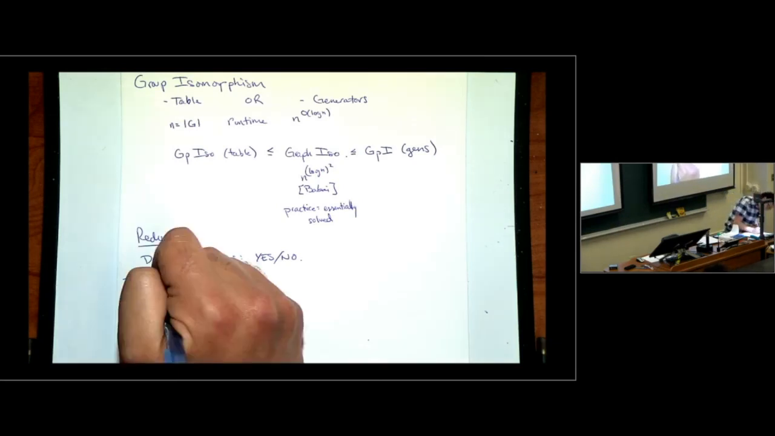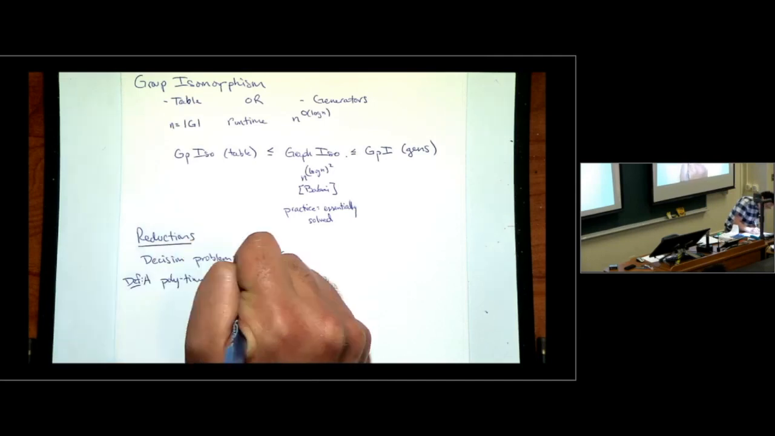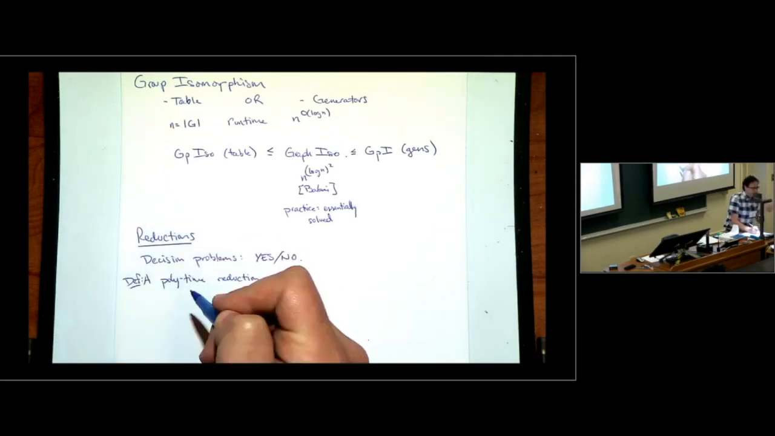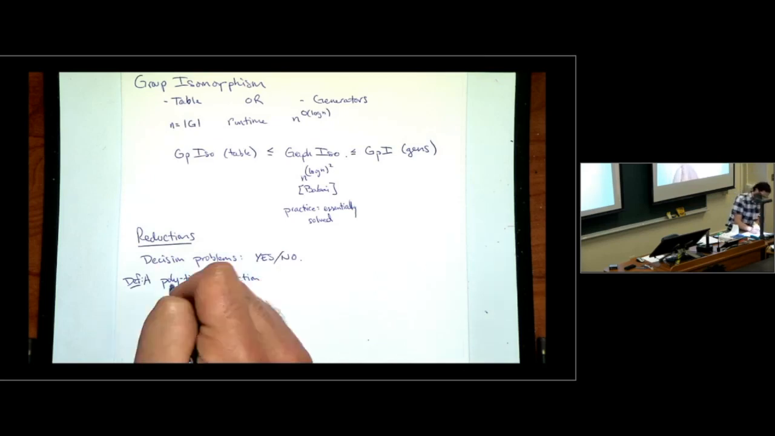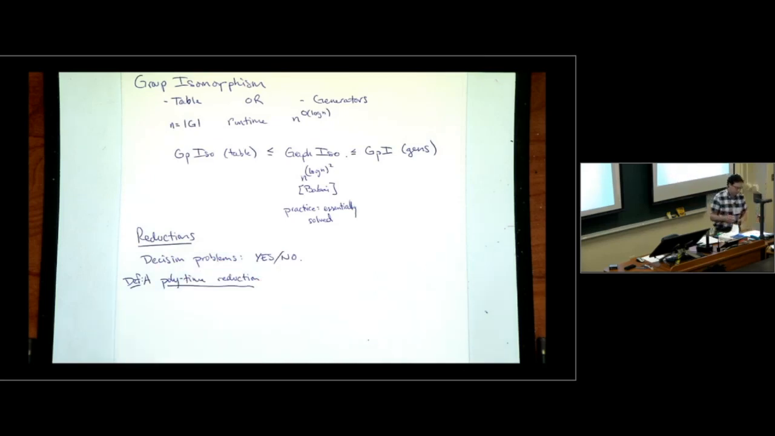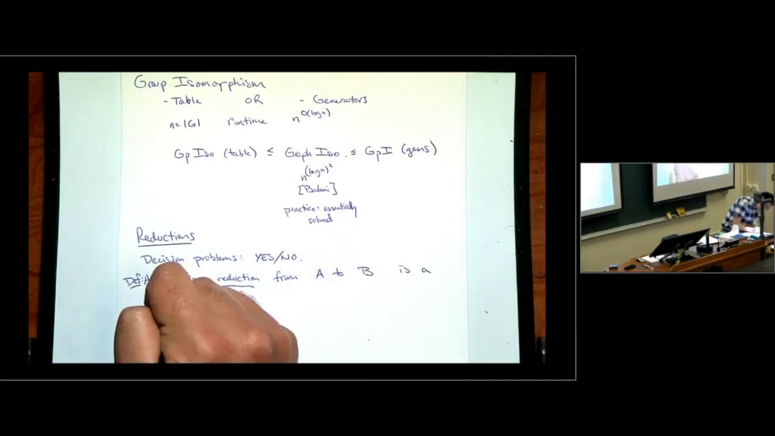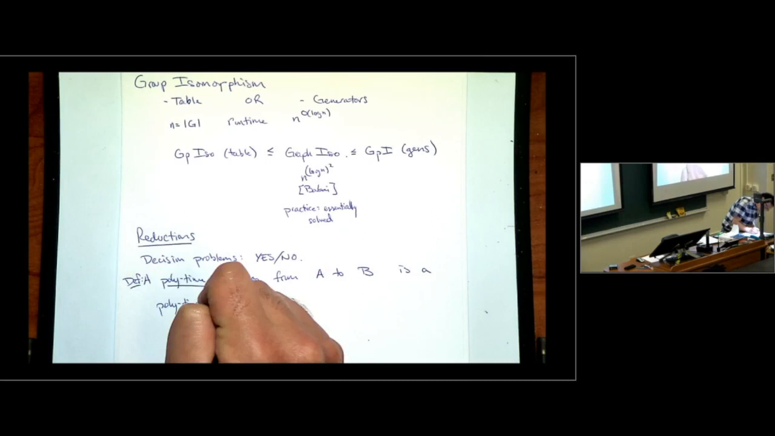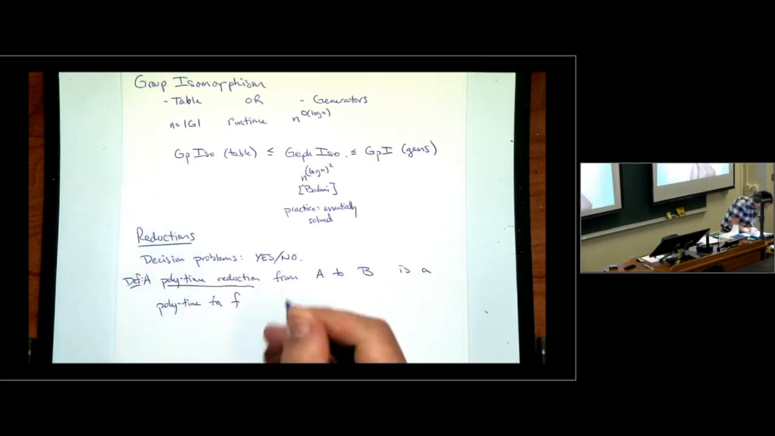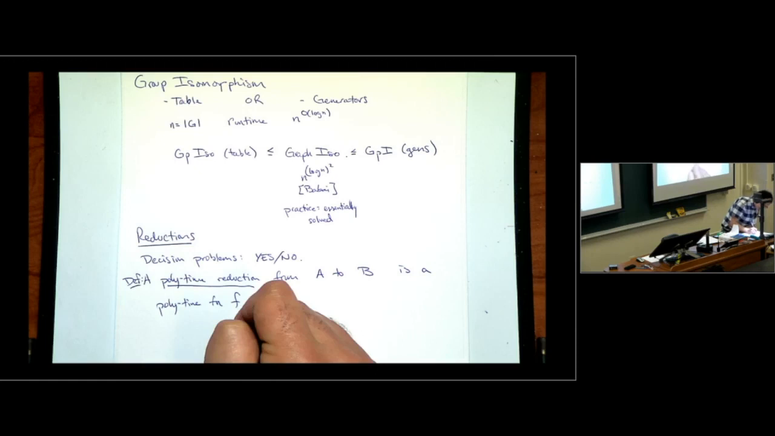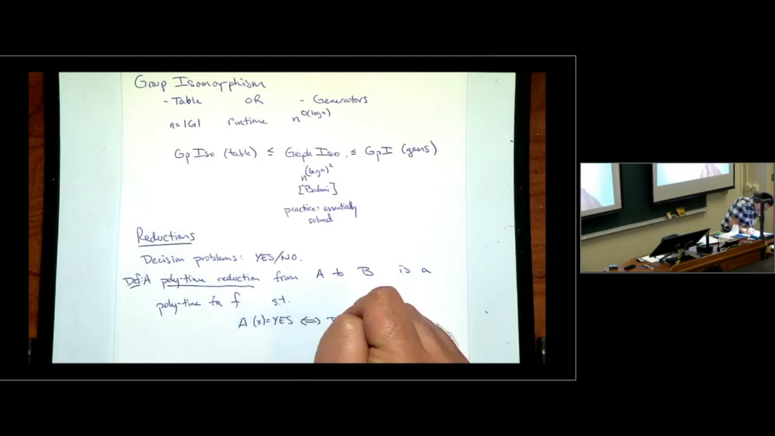There are lots of other good adjectives that I could apply to this notion of reduction, but just for today, for simplicity, I'm just going to call this a polytime reduction from A to B. It is a polytime function f such that on any input x, A of x says yes if and only if B of f of x says yes. So f here is our reduction.